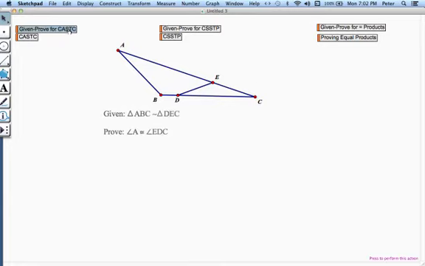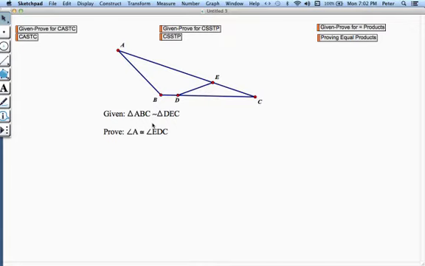So, if we were given that triangle ABC was similar to triangle DEC, we would know that angle A was equal to angle D because they occupied the first position in what's called the similarity statement. Angle B would be congruent to angle E because they both occupy the second position in the similarity statement. And of course, angle C would be congruent to angle C because it occupies the third position in the similarity statement, but also because it's a reflexive angle.